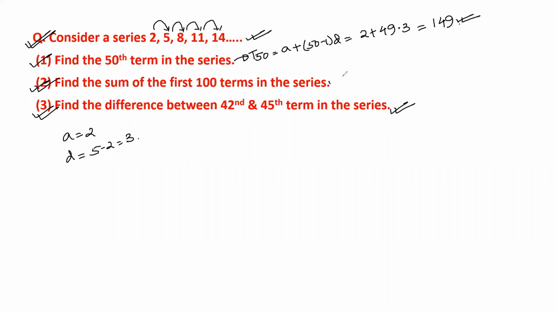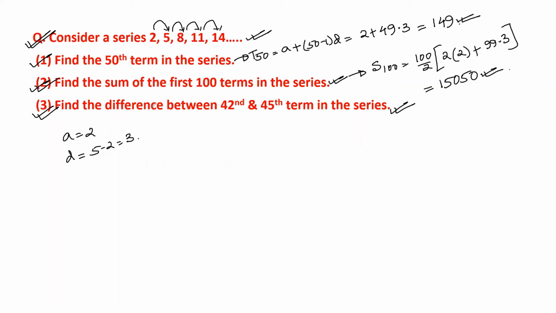The sum of the first 100 terms of this AP series can be found simply by using the formula, which would be S100 equals n by 2, that is 100 by 2, times 2 into the first term, that is 2 into 2, plus n minus 1 into d, so that would be 100 minus 1, that is 99, times d, that is 3. So if we simplify this, the sum of the first 100 terms would be 15050.